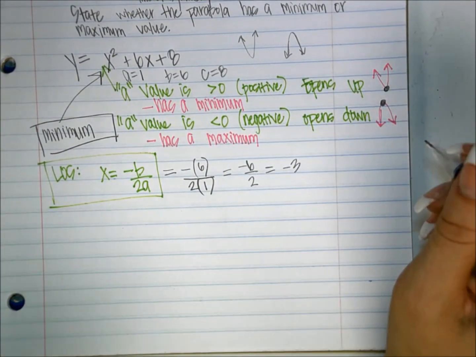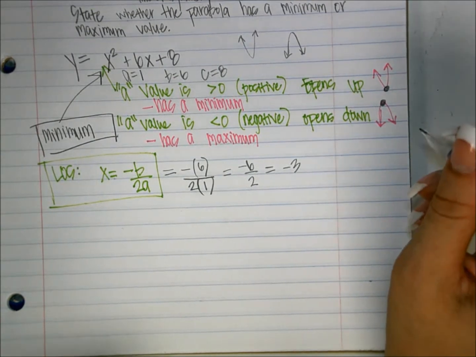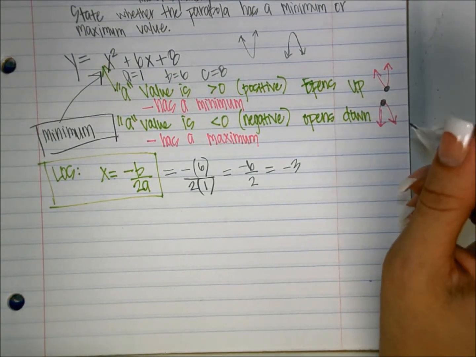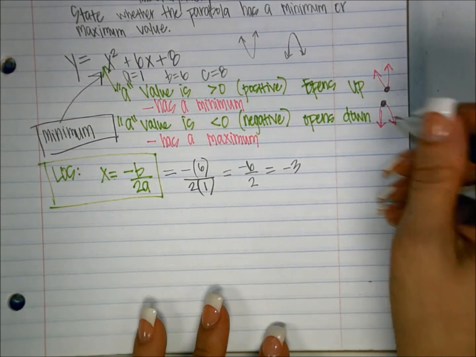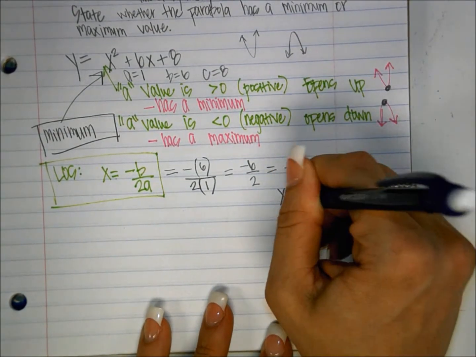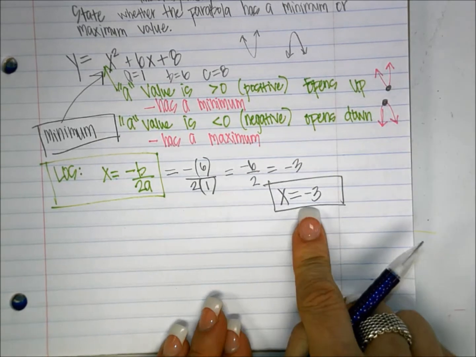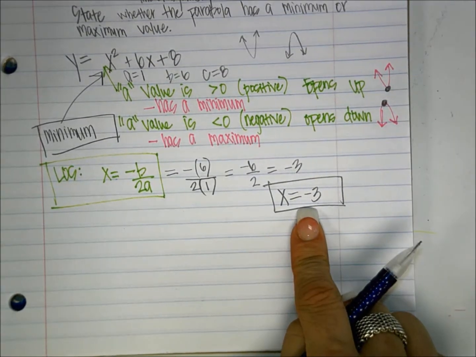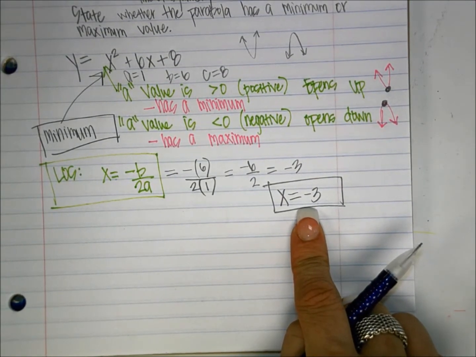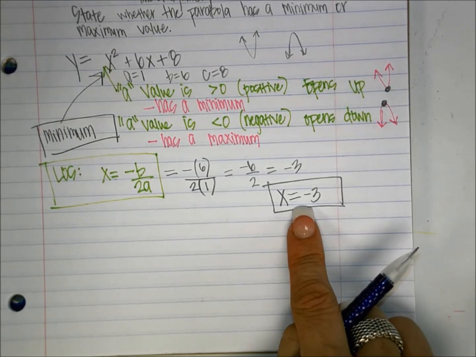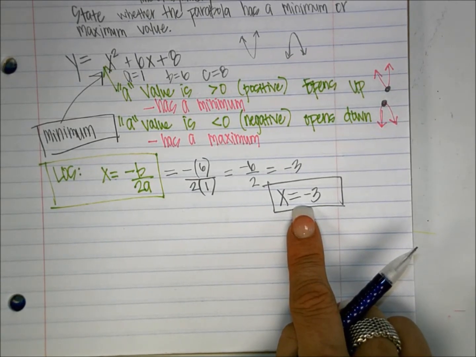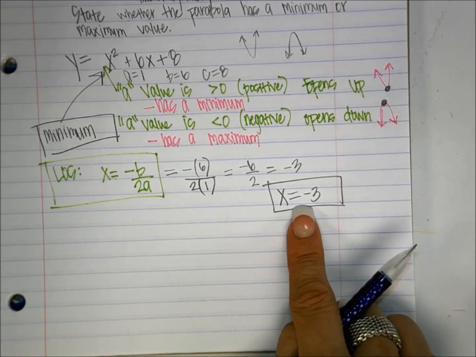Now, when I ask you to write the equation of the line of symmetry, and this will be on your quiz today, it must be written as an x equals equation. This is a line. And remember, x equals lines go straight up and down. So the equation for the line of symmetry is written as an x equals equation. So that's your line of symmetry.